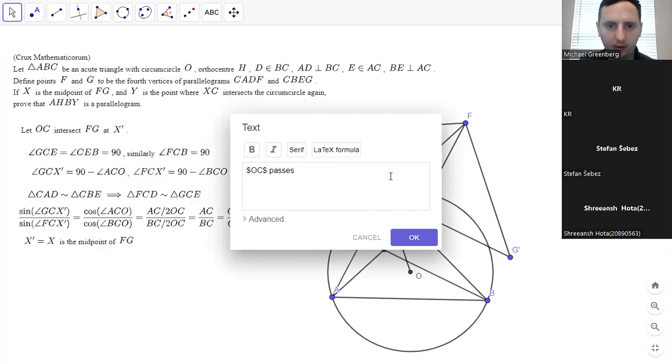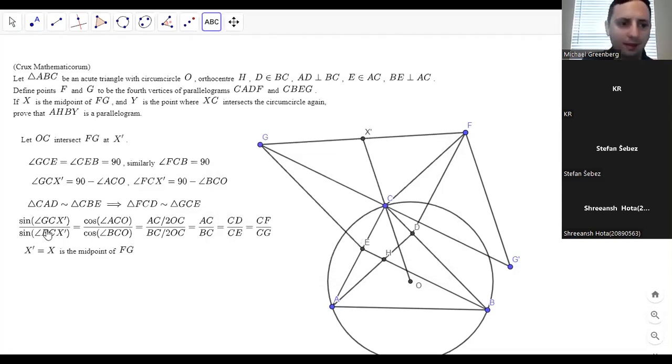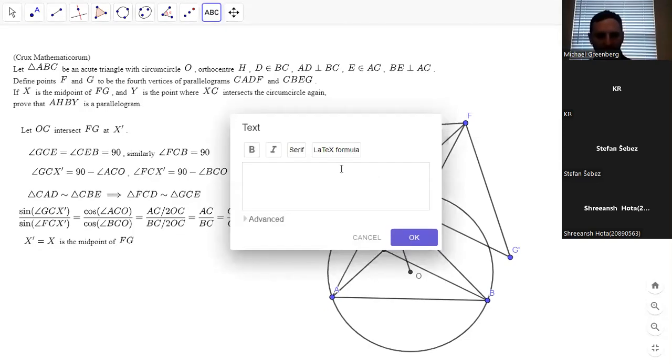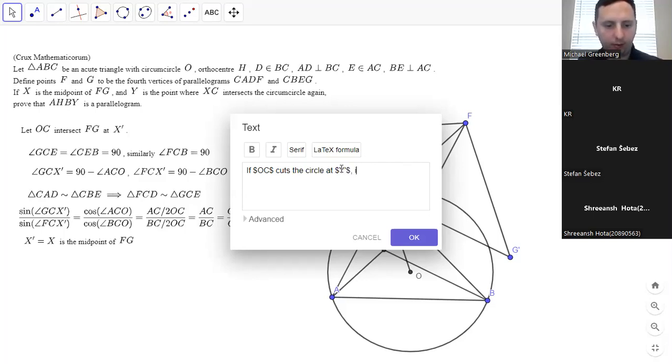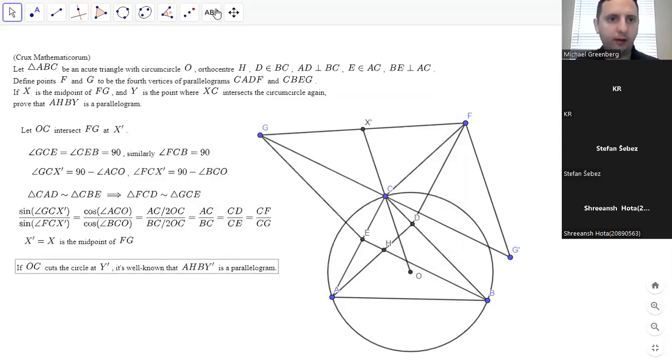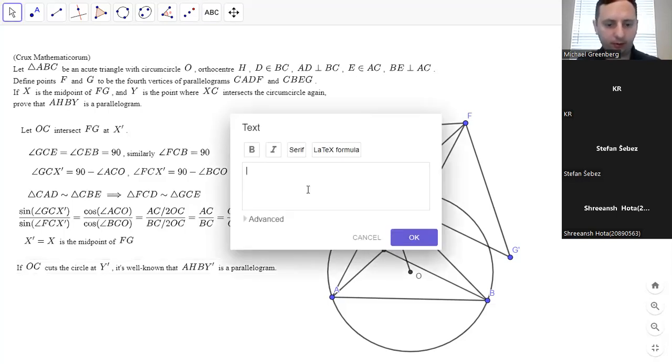Or I'll say, yeah. So if OC cuts the circle at Y prime, it's well known that AHBY prime is a parallelogram. Yeah, this is a weird way of saying it, but Y prime equals Y. So ABHY is a parallelogram.